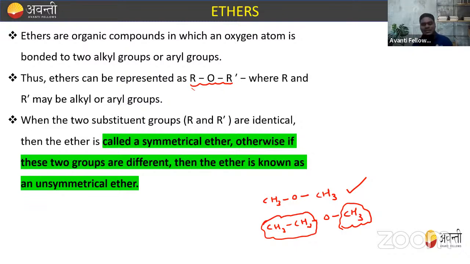Always remember this: symmetrical ether and asymmetrical ether. If the two same groups are present, they are called symmetrical ether. Otherwise, if these two groups are different, then the ether is known as asymmetrical ether. Is this clear to everyone, up to here, the introduction part of ether? What is ether, what are symmetrical and asymmetrical ethers, and how will you represent ether? Very good.